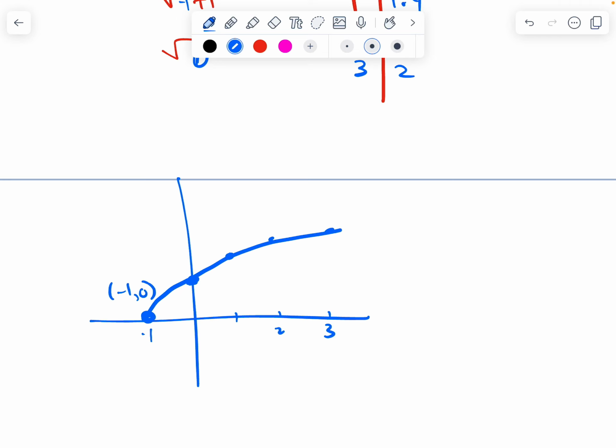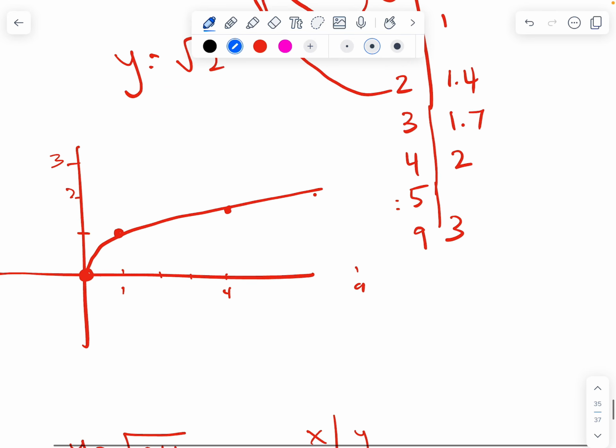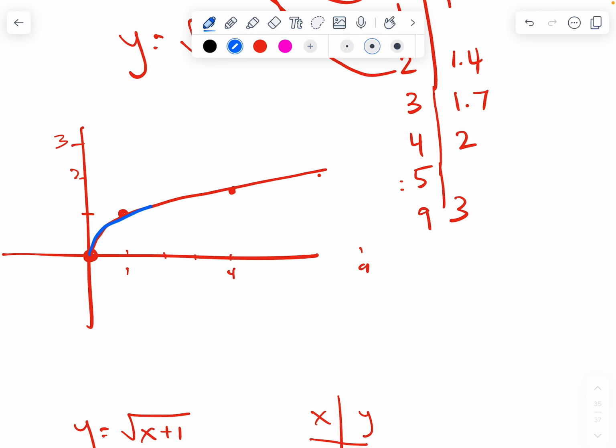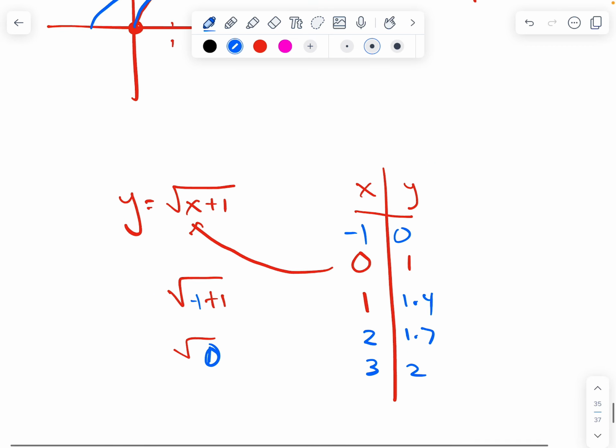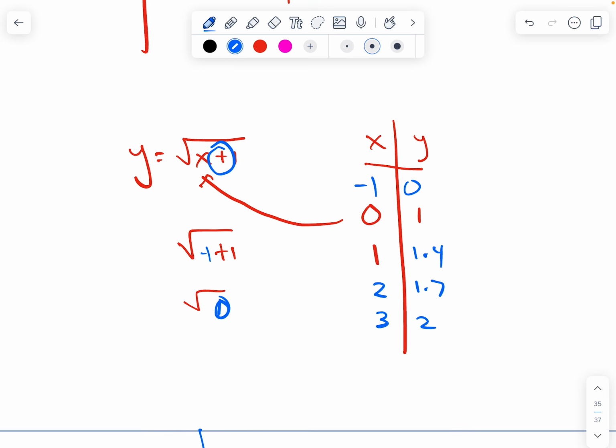Now, if you compare that with our graph of the original function, this is our original. What happened with the new one is it moved to the left. And that plus 1 right there ends up shifting it to the left by 1.